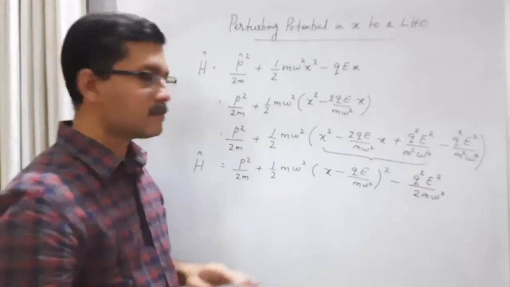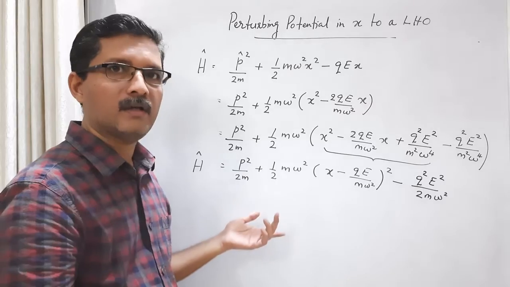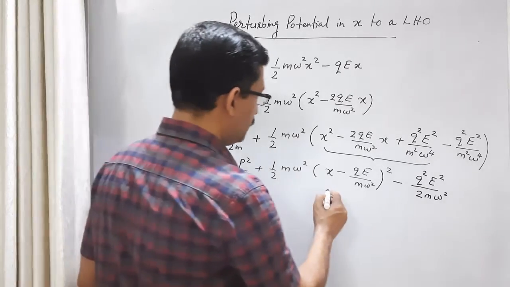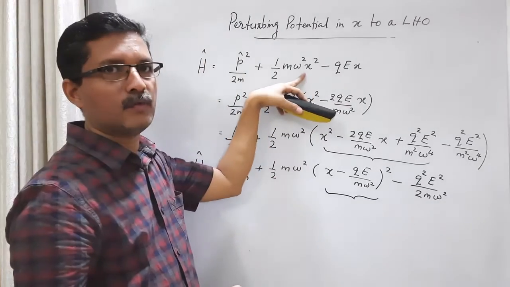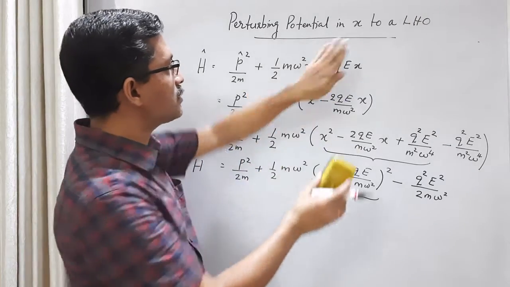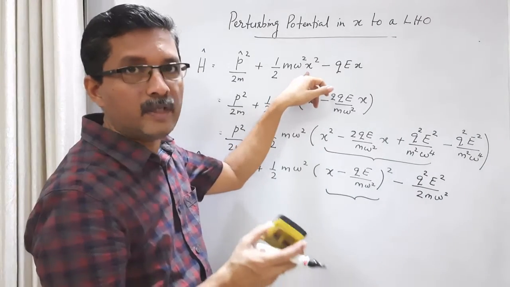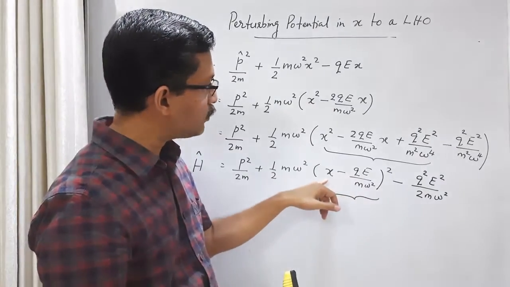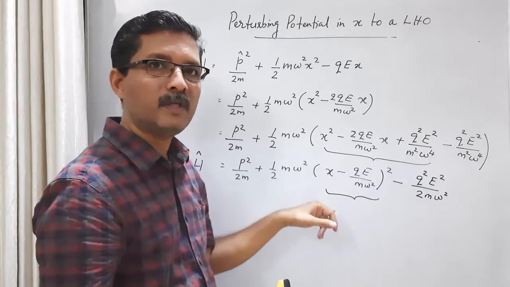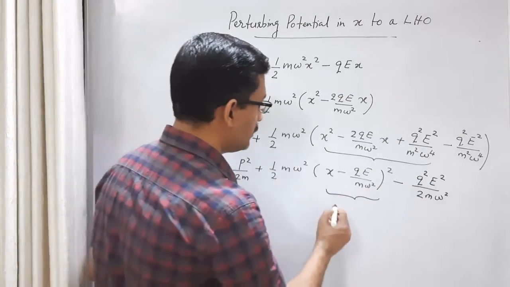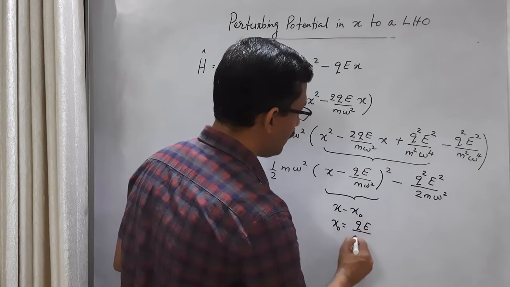Now look at this. What is this? This is the Hamiltonian of a linear harmonic oscillator. If there is only this term, half m omega squared x squared, it's a harmonic oscillator with the mean position at x equal to 0. Now here, this is of the form x minus x0 squared, right? So this is a harmonic oscillator with mean position at x0. What is this x0? QE by m omega squared.